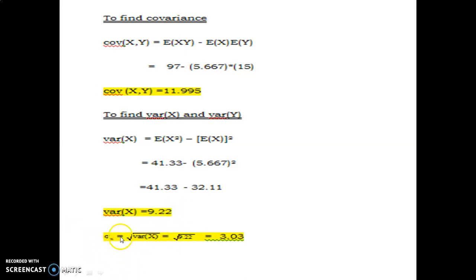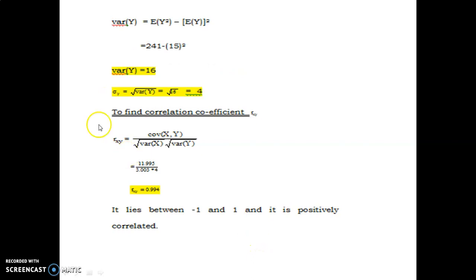Sigma x is nothing but the standard deviation, which is the square root of variance of x. When you take the square root of 9.22, we get the value as 3.03. Similarly, find the variance of y, which is E of y square minus E of y the whole square. So we get the value of variance of y as 16. Sigma y is the standard deviation of y, which is the square root of variance of y. So we get root of variance of y as 4.